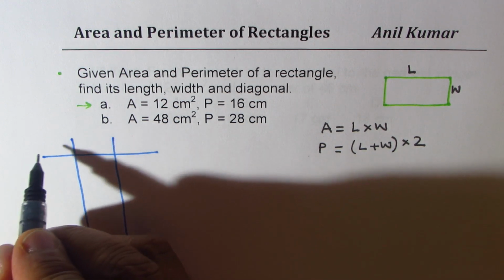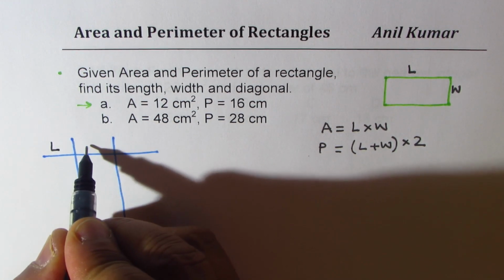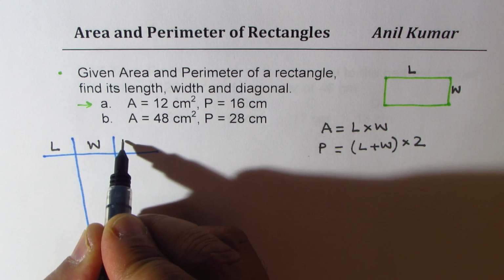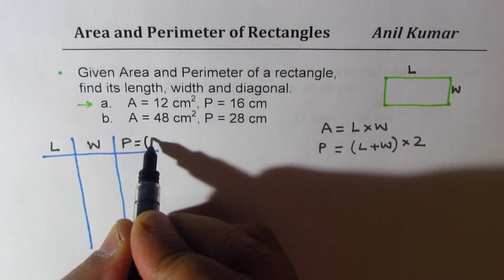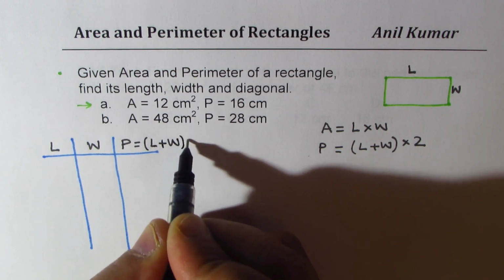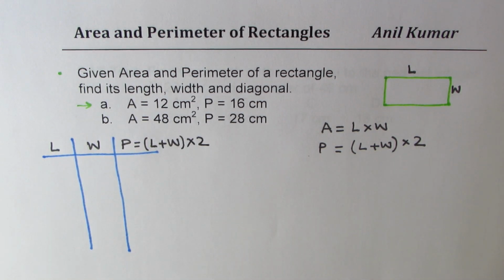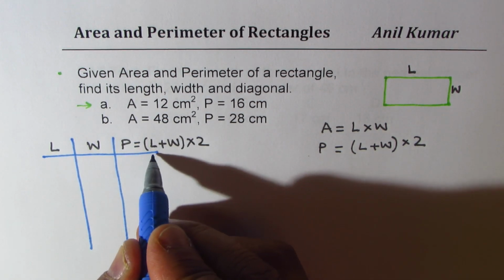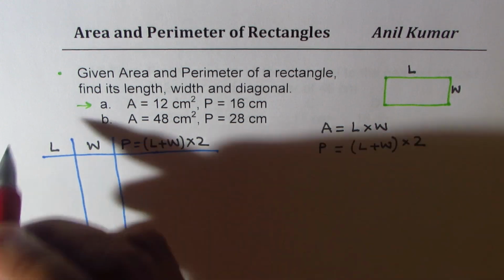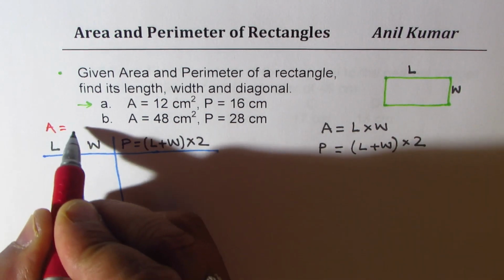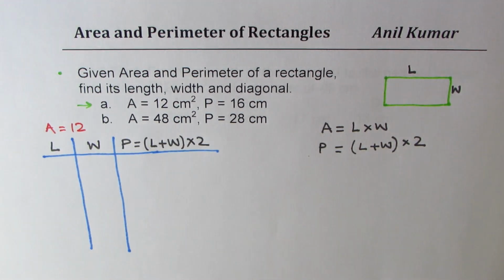So in this column, we will write some values of length, some values of width, and try to calculate the perimeter, which is equal to length plus width times 2. Does it make sense to you, right? So we'll begin with the first case where the area given to us is, we'll say, area of 12 centimeters square, right? So to get 12, what can we do?